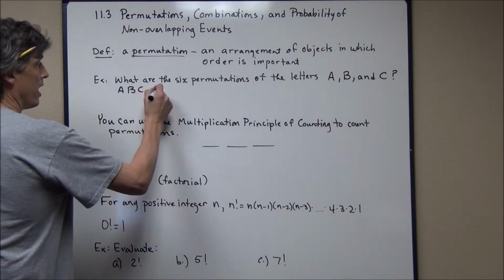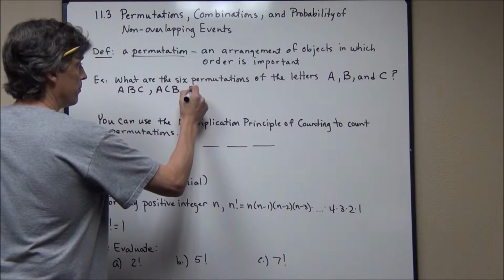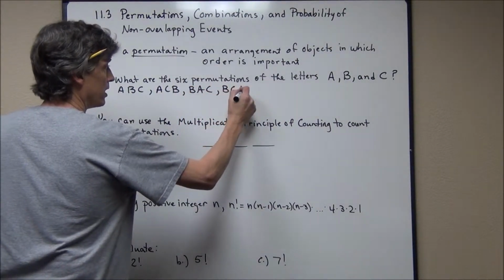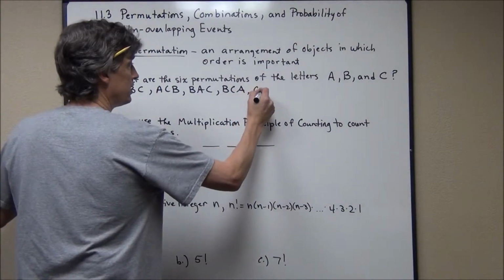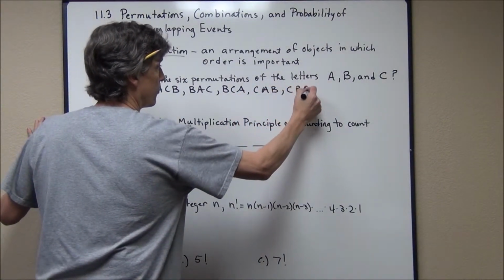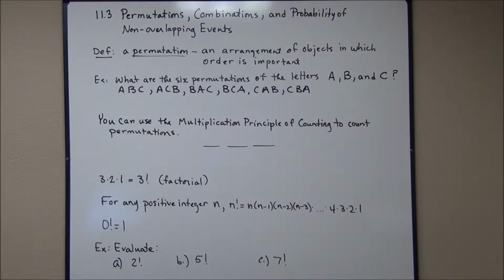Or I could have A, C, B. Or I could have B, A, C. Or I could have B, C, A. Or I could have CAB, or I could have CBA. There are no other distinct arrangements of those 3 letters. There are 6 permutations. Okay?